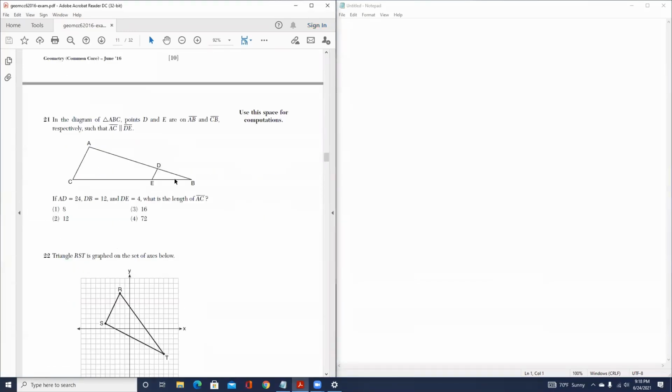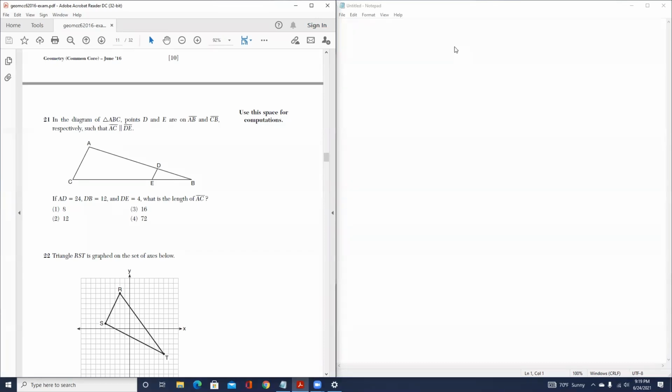Moving on to question 21. In the diagram of triangle ABC, points D and E are on segments AB and CB, respectively, such that AC is parallel to DE. If AD is equal to 24, DB is equal to 12, and DE is equal to 4, what is the length of segment AC? So this one is a fun one.